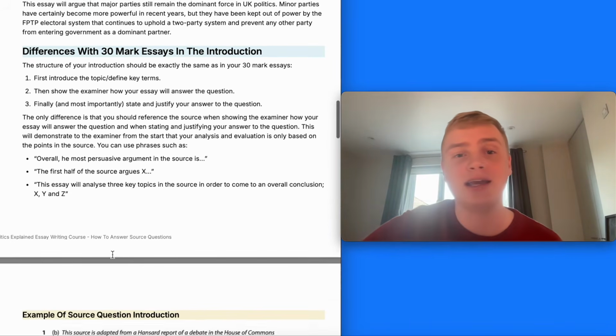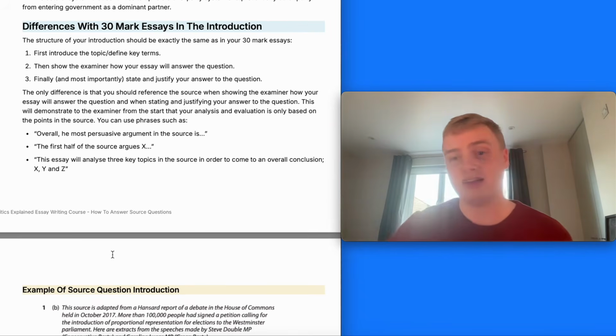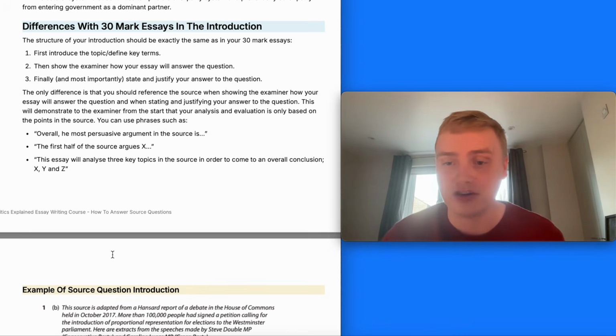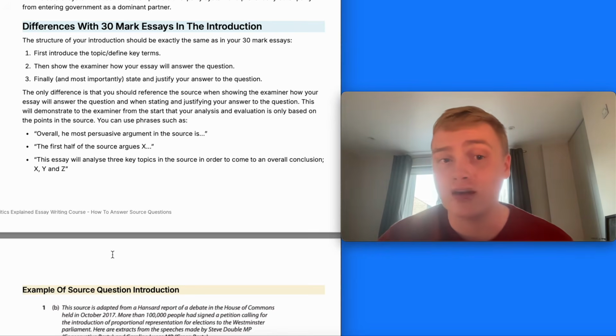What we'll have a look at now is the introduction. And crucially, we're going to look at differences with 30-mark essays in the introduction, main paragraphs, and conclusion, because a lot of it is very, very similar, and you just keep the same principles we've been looking at so far. So the structure of your introduction is going to be exactly the same. You're going to first introduce the topic, define any key terms. You're then going to show the examiner how your essay will answer the question.